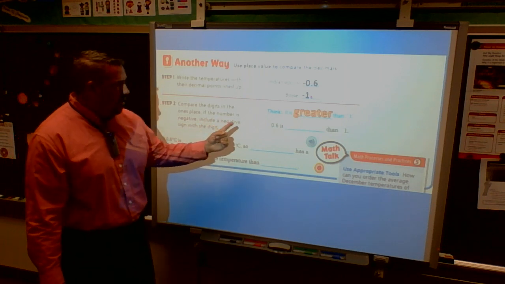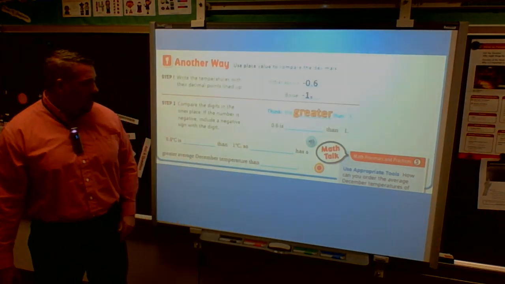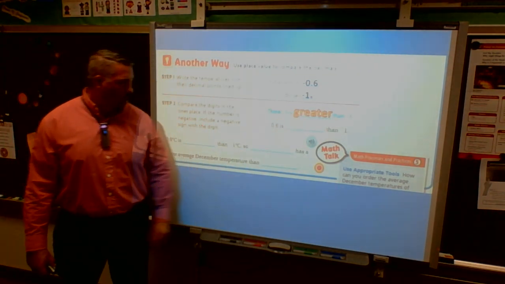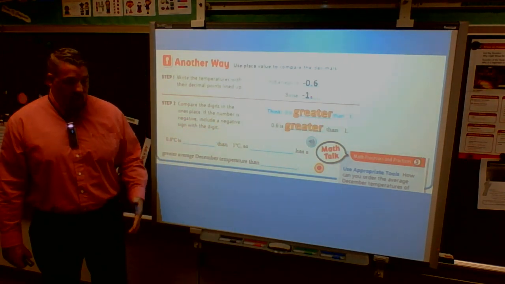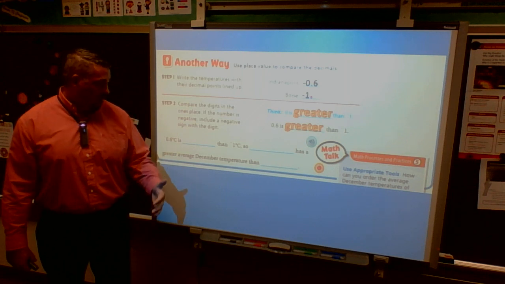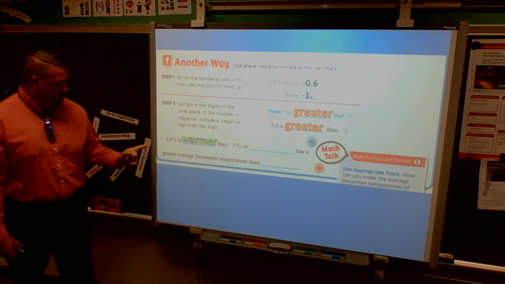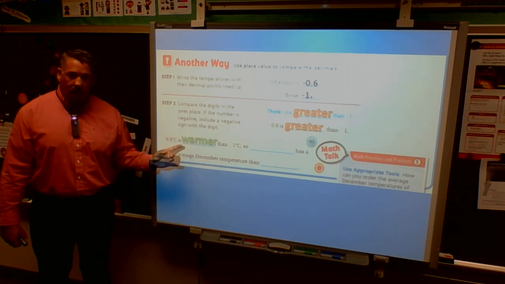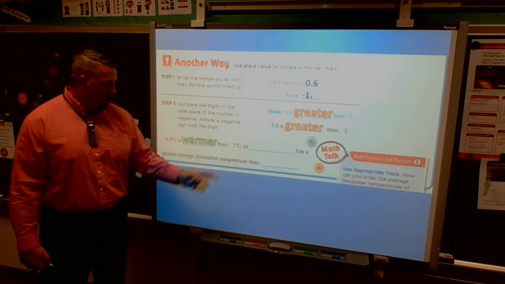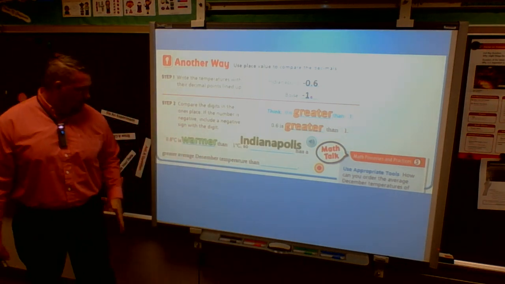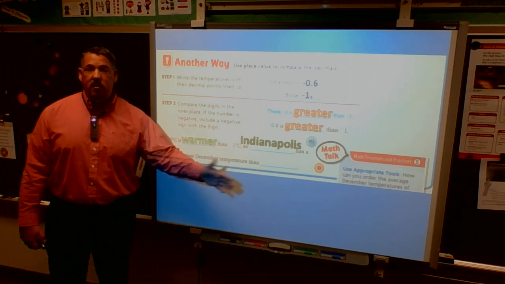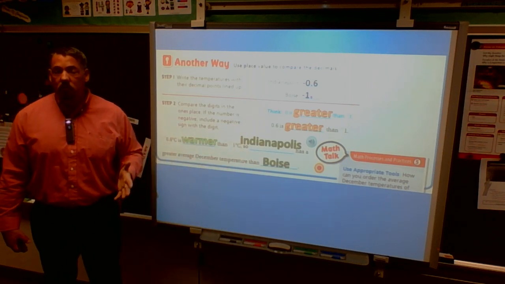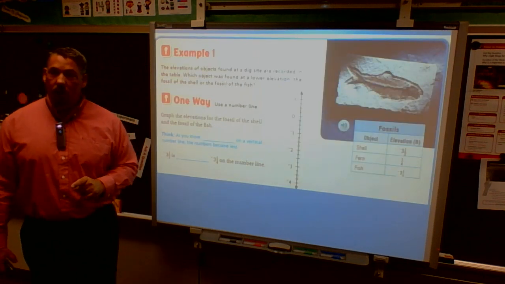Because as I think about it, then I have -1, and 0 is greater than -1, and since -0.6 is closest to it, -0.6 is greater than -1. So I know -0.6 degrees is warmer than -1 degrees. So Indianapolis has a greater average December temperature than Boise. Right? Should make sense. Hopefully it does.